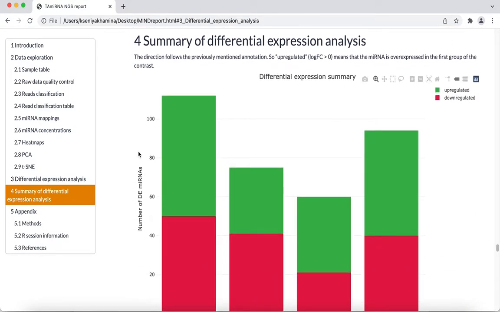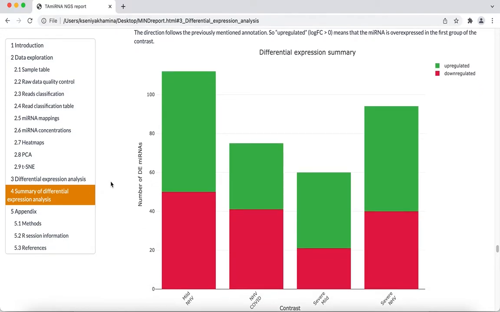4. Summary of differential expression analysis. This graph provides us with an overview of the number of differentially expressed microRNAs between our contrast selection, between the selected groups. For example, between normal healthy volunteers and COVID, as we can see, 41 microRNAs were downregulated and 34 were upregulated.